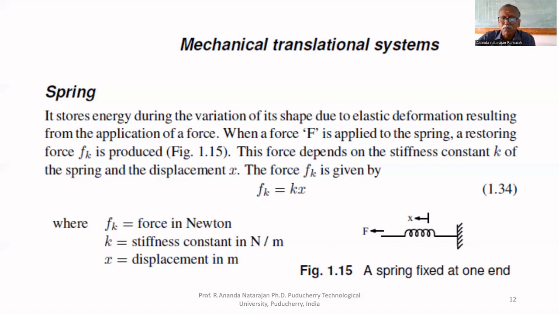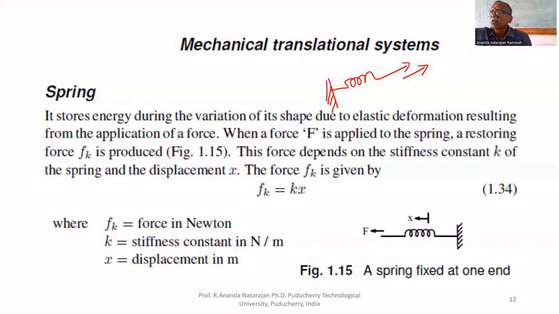First, let us consider the spring. A spring we draw like an inductor. So this is the spring. One end is fixed, the other end is free. If you apply a force here, what will happen? It will elongate, because it is a spring. If you make the force equal to 0, then again it will regain its original position.